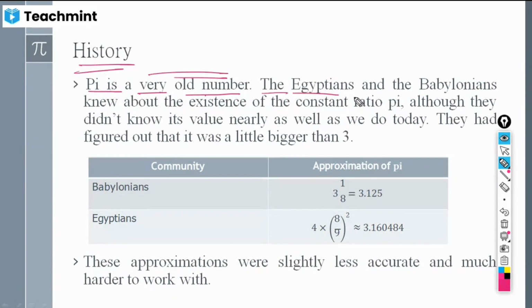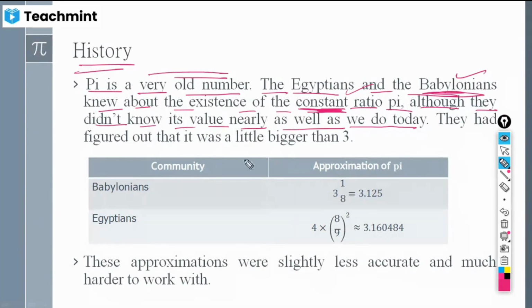So the Egyptians and the Babylonians, during the period of civilization, knew about the existence of the constant. See, previously I have told you about the constant ratio, that is pi, although they did not know its value nearly as well as we know it today. So they knew the existence of the constant pi, but the value was not so near to today's. It is near, but not as precise as what we have got today.